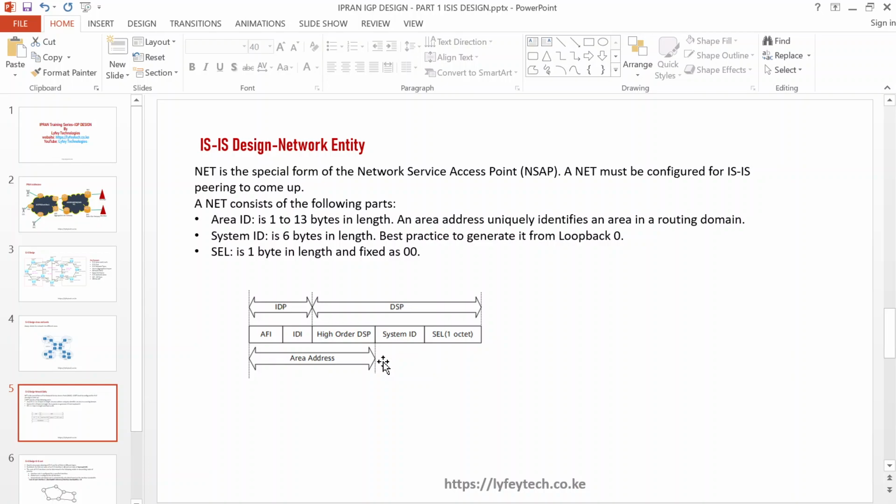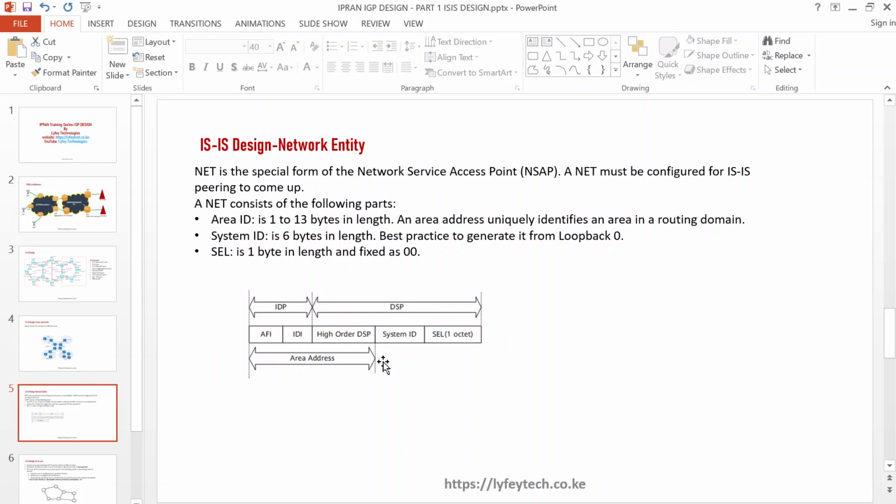And for the ISIS adjacency to be established, you need to configure a network entity, and it should be unique in an area or in a routing domain. So when you are configuring a network entity, you need to be very keen so that you don't have duplicates. You don't have router 1 having the same network entity with router 2. It must be unique for the routing domain.